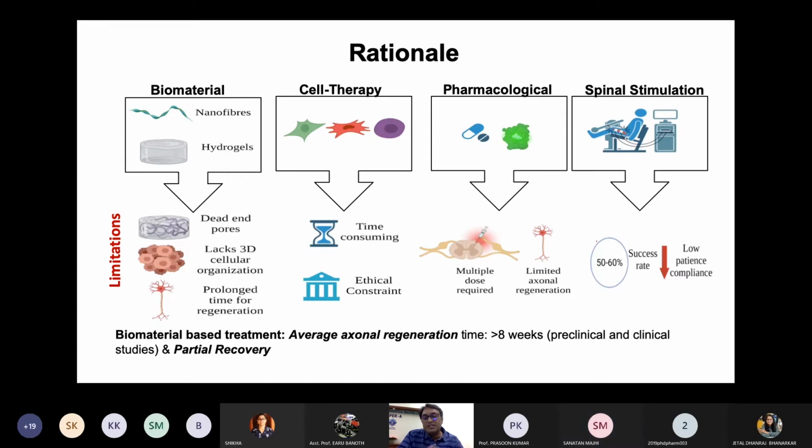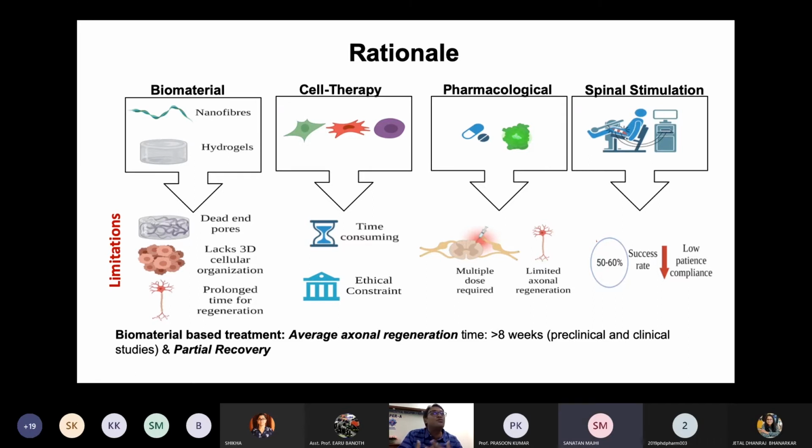They give the medicine, and they try to relieve the pain, they try to stimulate the motor neurons, but for that multiple doses are required. I have written limited axonal regeneration, but most probably there is no axonal regeneration by pharmacological approaches, from what we know so far. Okay, then another area is cell therapy.